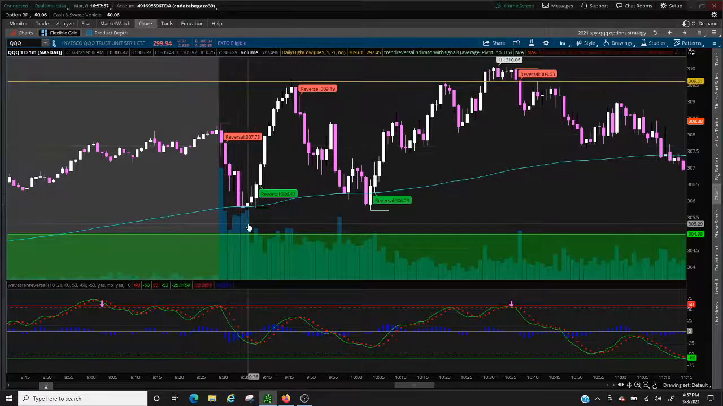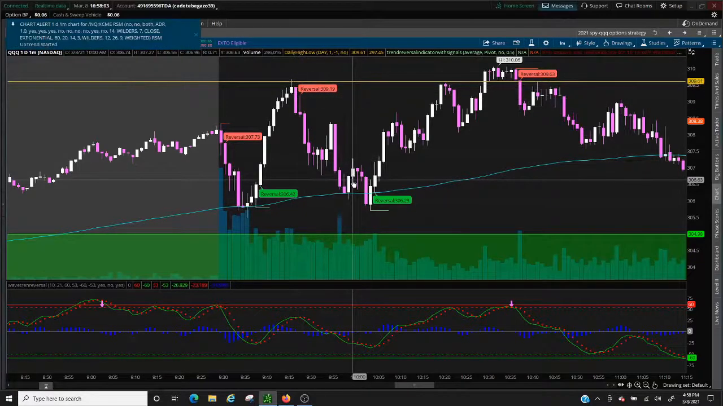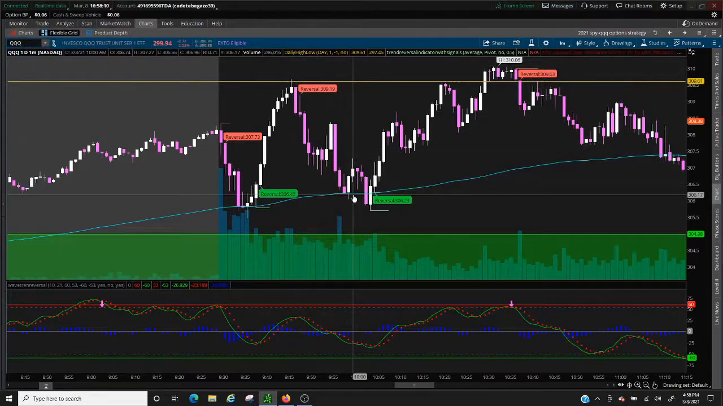So we do this, we do that, and guess what happens? It hits that, it gets rejected, and it goes down to the 200 moving average. Come on, guys, let's not complicate this. Say it with me. Let's not complicate trading. Say it one more time.